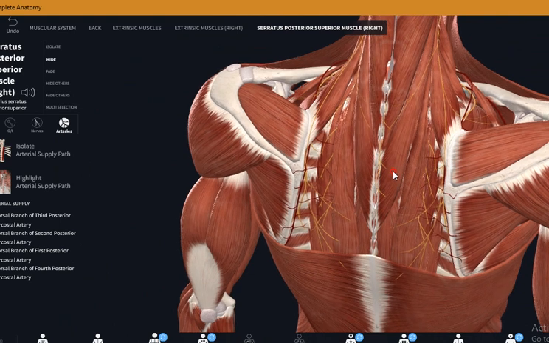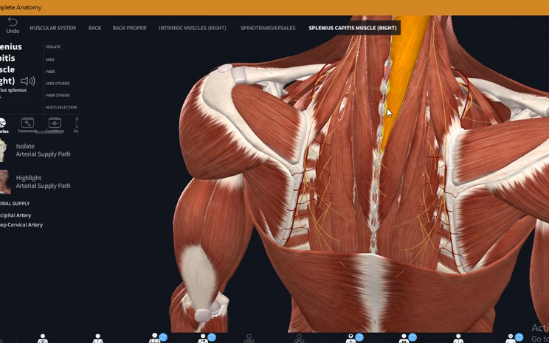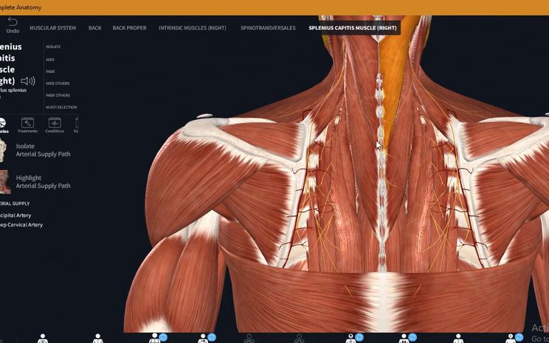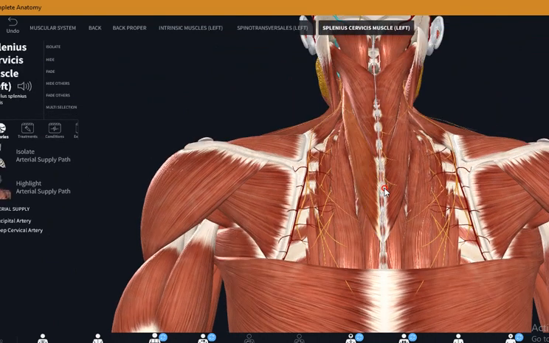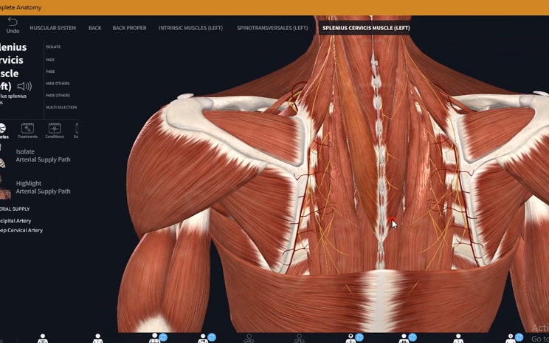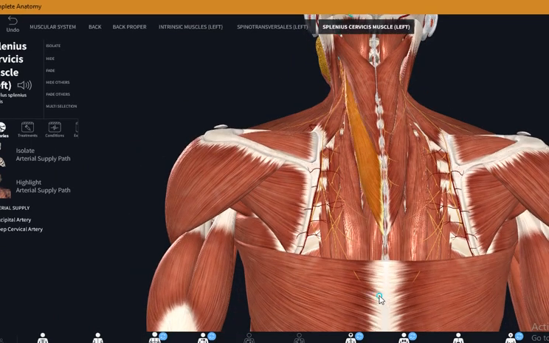Now let's visualize the next muscle. We said you have already found this muscle, and this muscle was splenius capitis, that was seen in the muscles of the neck. Now coming down, this one is splenius cervicis, already found in the muscles of the neck. So we will not speak about that again.